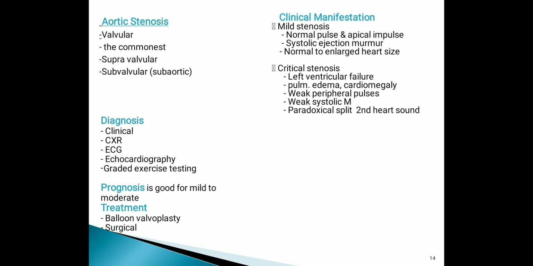Aortic stenosis: valvular is most common. Other types are supravalvular and subvalvular. Clinical manifestation: in mild stenosis, normal pulse and apical impulse, systolic ejection murmur, normal to enlarged heart size.